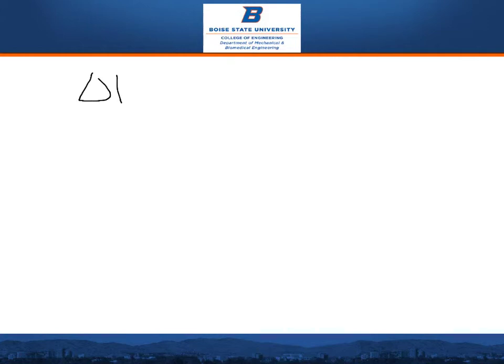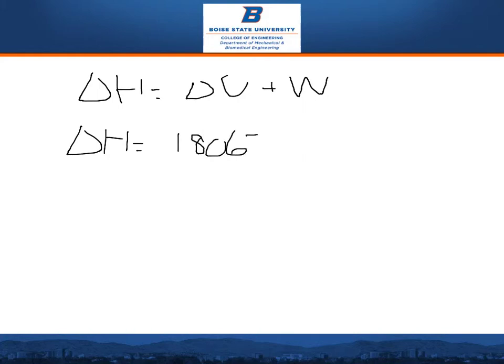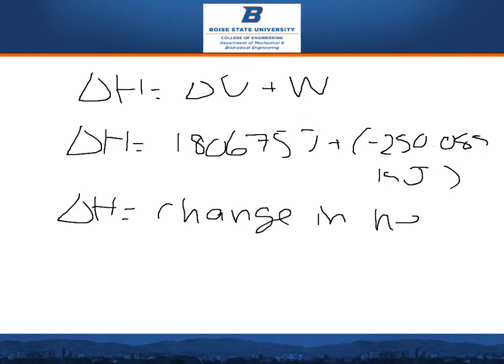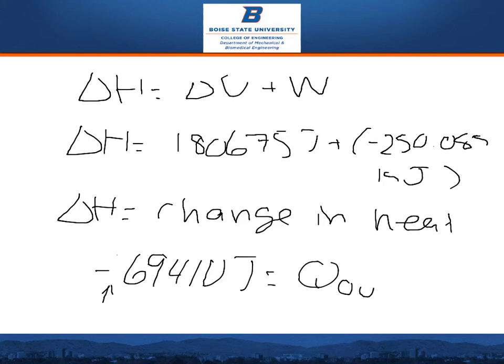Going back to our original equation of delta H equals delta U plus the work done, we get that delta H equals 180,675 joules plus our negative work, which was negative 250.085 kilojoules. Adding these two values together, we get that our delta H, which is equal to our change in heat, equals negative 69,410 joules. Because this is negative, this is equal to Q out.